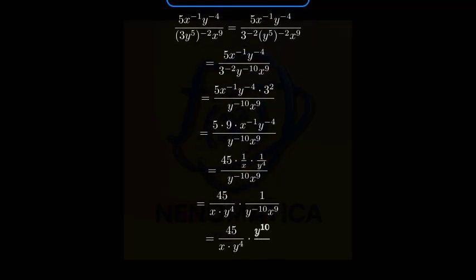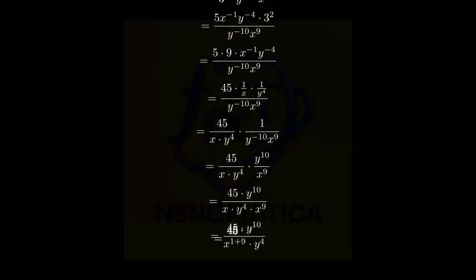Now, applying the negative exponent rule to y to the negative 10 power in the denominator, we get y to the 10th power in the numerator. Our expression becomes 45 times y to the 10th power divided by x times y to the 4th power times x to the 9th power. Simplifying further, we combine like terms.